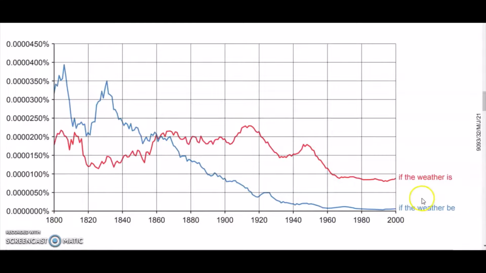On the same graph, we also see the words or phrases given. In this graph, we have the phrases given. For example, the red line shows the phrase if the weather is, and the blue line shows if the weather be. And you're going to observe the frequency of the words or the phrases given within this time period. It will be shown through the percentages as well. So these things are very important in order to interpret an n-gram graph in exams.